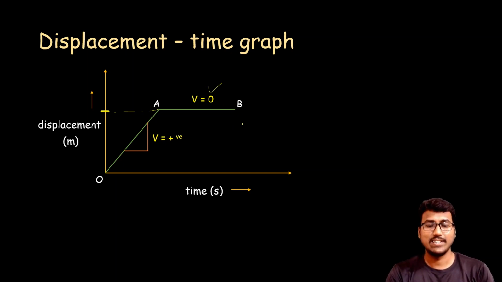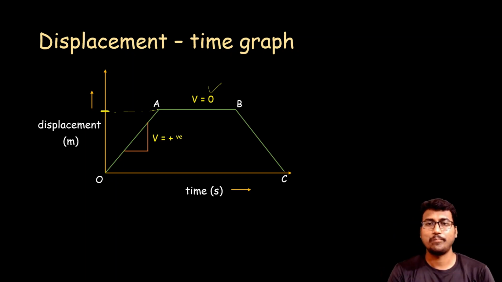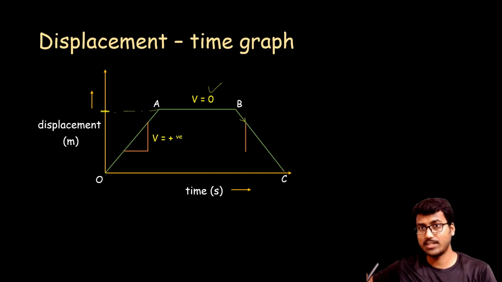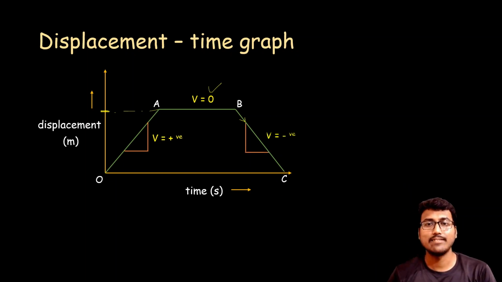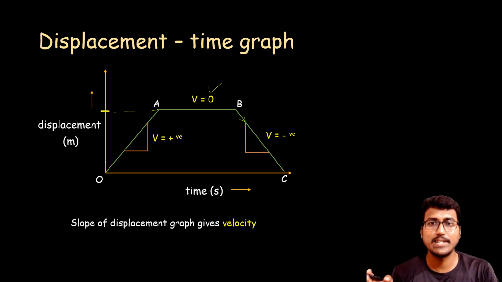Next, if it is moving from B to C, the displacement is decreasing. Whenever there is a decrease in displacement, if you find the slope of this decreasing graph, you will have negative velocity. The slope is negative. I hope you got it. So if you understand this particular graph, you can understand the entire displacement-time graph completely.